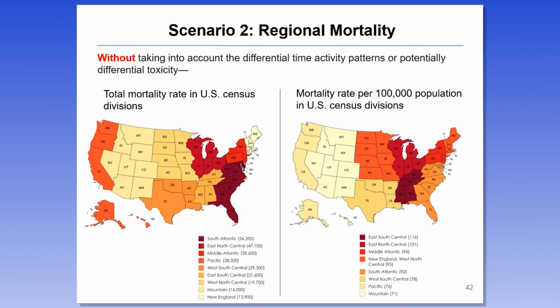And now if we wanted to see the risk of mortality for people, we divided this mortality by the number of the population, and we came up with a new factor, which was a mortality rate per 100,000 population in different census divisions. In this one, we showed that people living in East South Central would have a higher risk of mortality associated with PM2.5, with 116 deaths in each 100,000 population, in comparison with people living in the Mountain area with just 71 deaths for each 100,000 population.